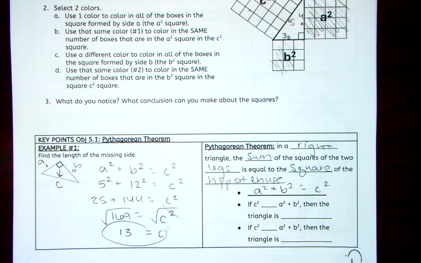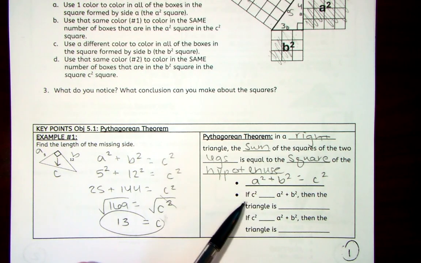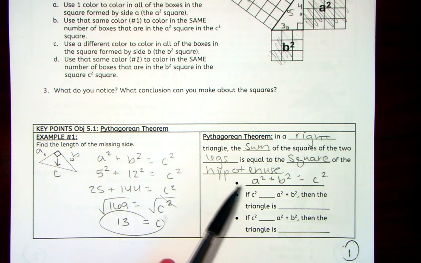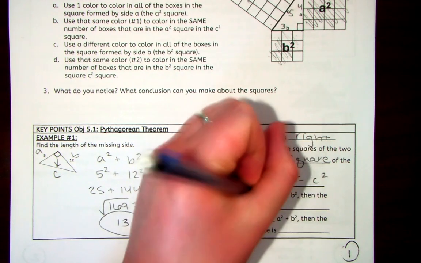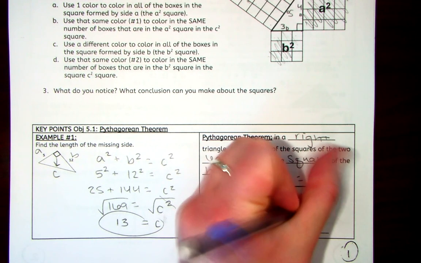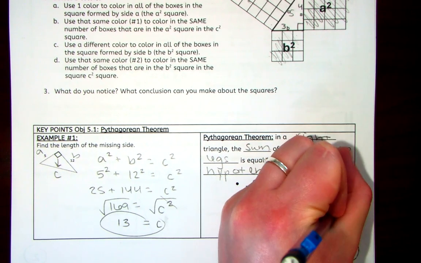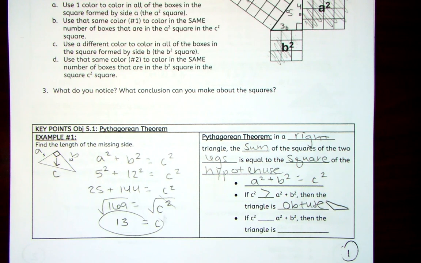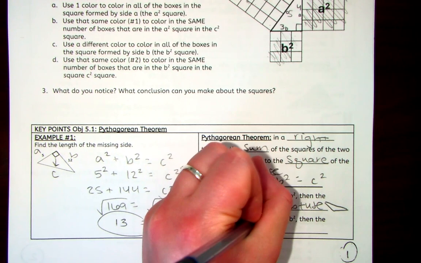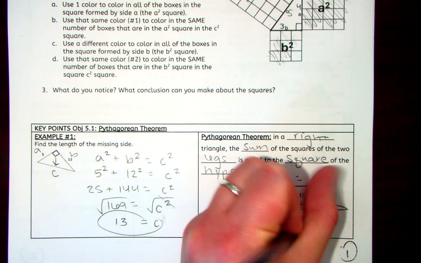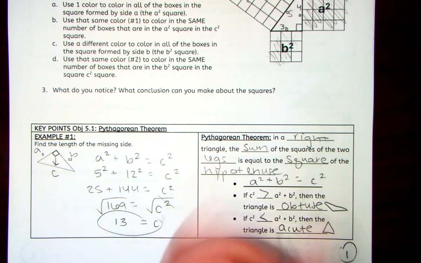The Pythagorean theorem will also tell you, if you're not dealing with a right triangle, what type of triangle you are dealing with. If c squared ends up being greater than a squared plus b squared, then the triangle is obtuse, meaning it's a triangle that's got an obtuse angle in it, like that. If c squared is less than a squared plus b squared, then the triangle is acute, meaning we can expect all the angle measures to be less than 90 degrees.